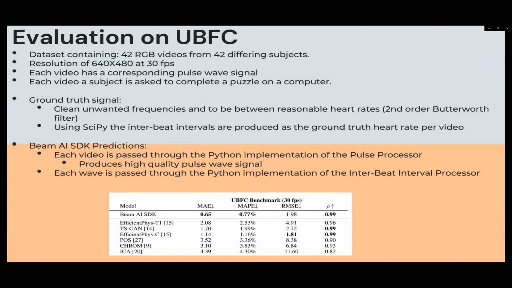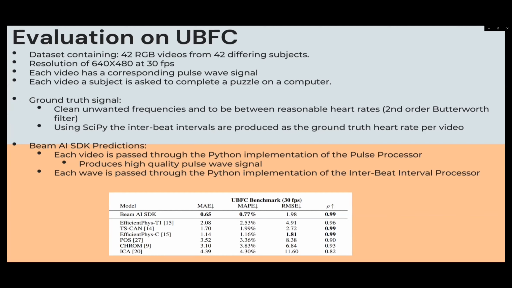For the ground truth signal for every one of these videos, the first thing the authors wanted to do was clean out the unwanted frequencies, essentially to be within a reasonable heart rate range. To do so, they applied a second-order Butterworth filter. Then, using SciPy, they extracted the interbeat intervals and produced the ground truth heart rate for every single video. This was essentially just to pull out the ground truth to then compare to the prediction.